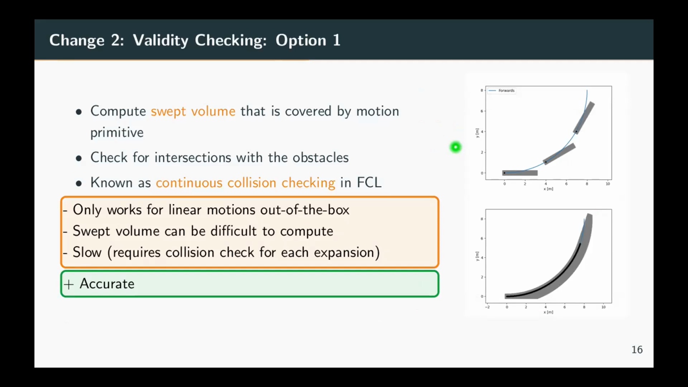Okay, so that leaves us with the problem of how we can do efficient collision checking. There are in principle 2 options. The first option is known as a swept volume, where we compute the actual volume that the robot will occupy while traversing our motion primitive.